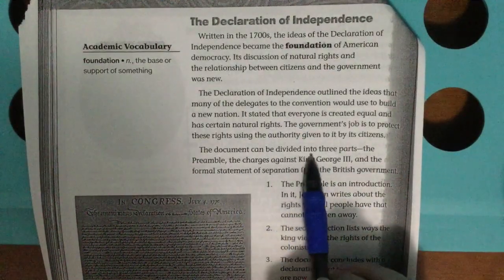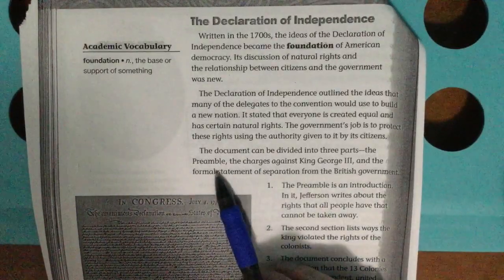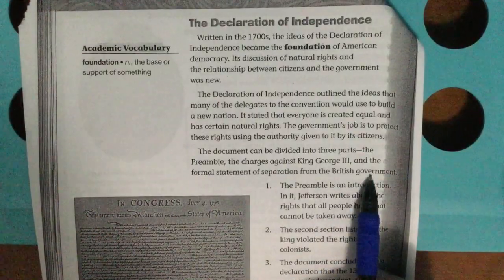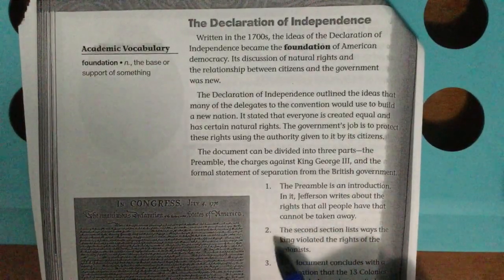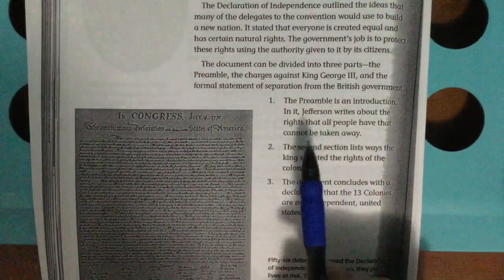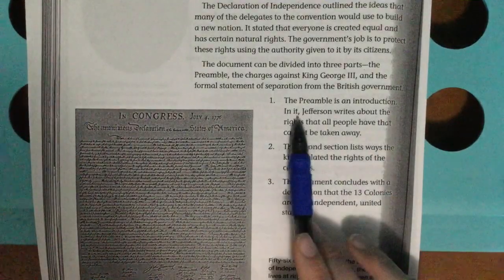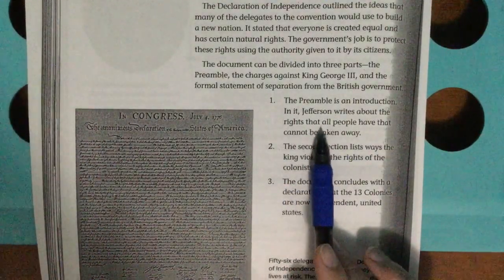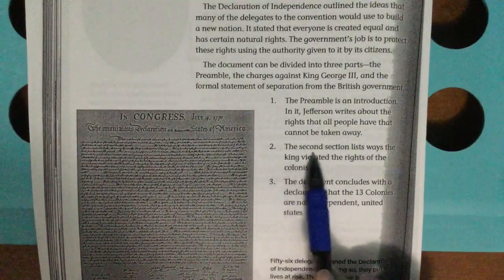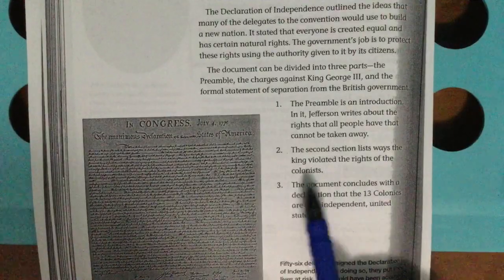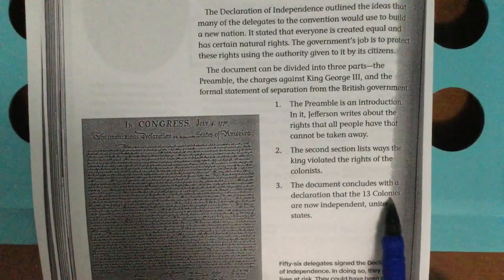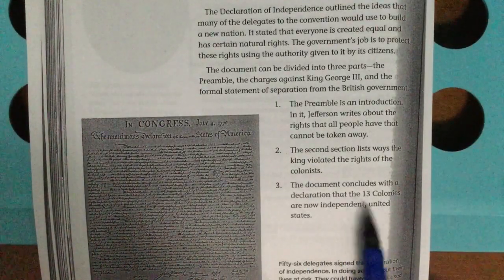The document can be divided into 3 parts: the preamble, the charges against King George III, and the formal statement of separation from the British government. Okay, so now we have the 3 parts right here that talk about how it's divided. So the first part, the preamble, is an introduction. In it, Jefferson writes about the rights that all people have that cannot be taken away. The second section lists the ways the king violated the rights of the colonists. And the third section, the document concludes with a declaration that the 13 colonies are now independent United States.